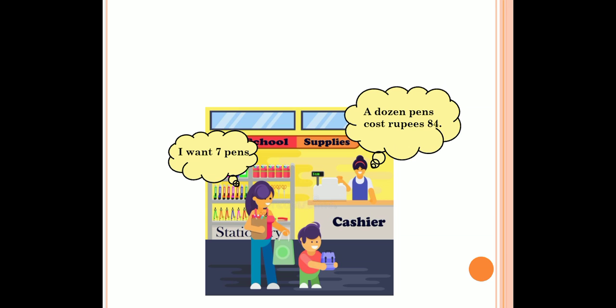Now the child tells the mother that I want 7 pens. When one dozen pens cost 84 rupees, the child says I want 7 pens. So that means we have to first find out the cost of one pen. Once you find the cost of one pen, you can multiply it with the 7 pens and you get your answer. So basically the unitary method is nothing but finding the cost of one, and then multiplying with that cost of one to find whatever is asked. So this is what you call the unitary method.